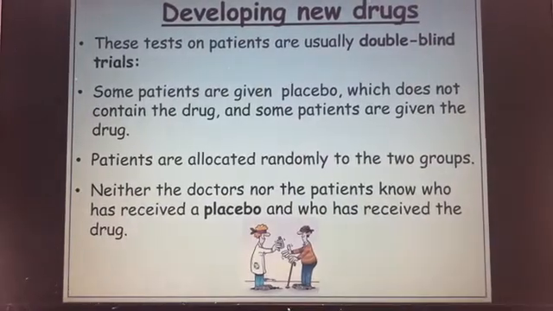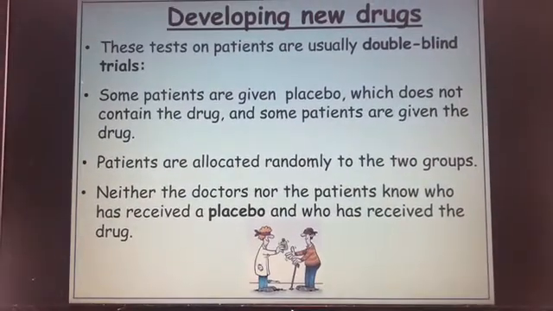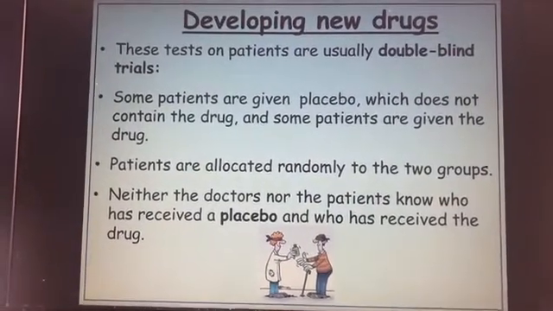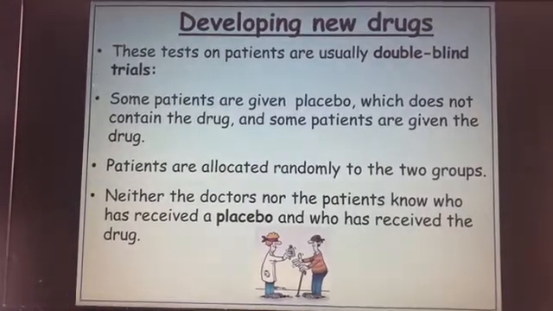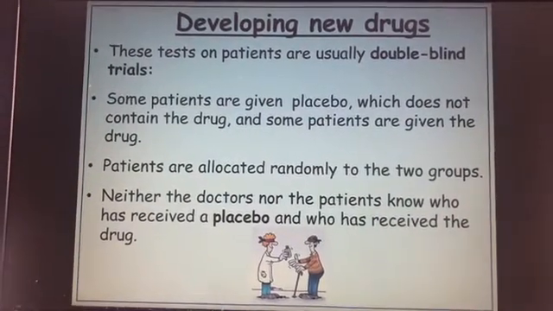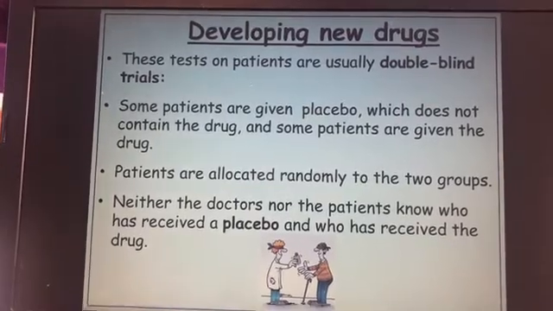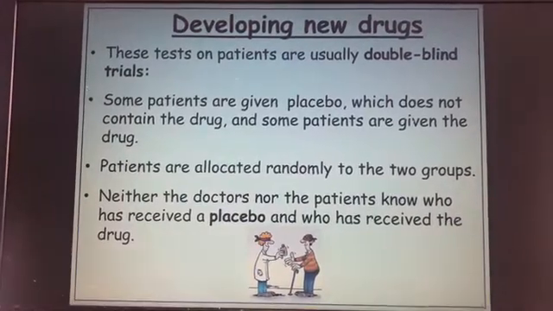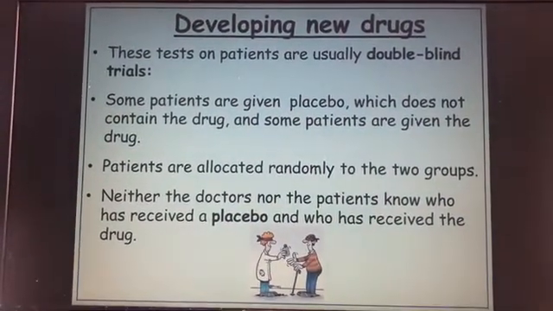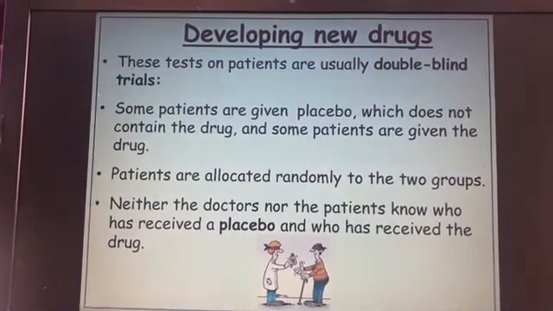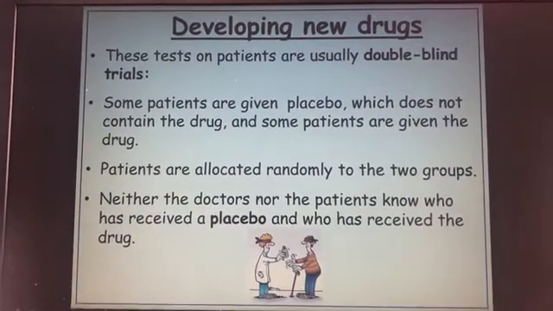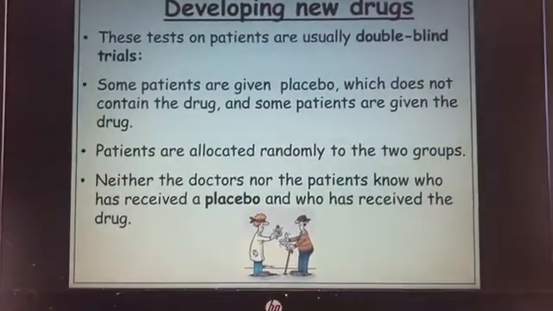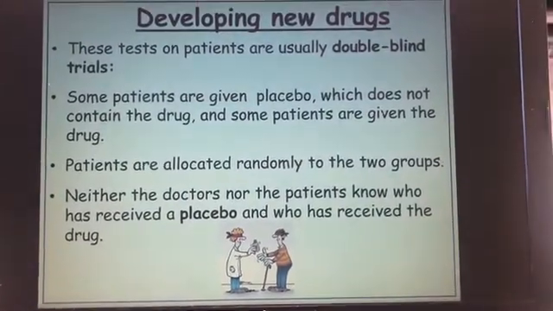And you would usually do a double-blind trial. First of all, I'll just tell you what a placebo means. A placebo is a pill that does not contain the active ingredient or the active chemical. So it's basically like a fake drug, but it does look the same as the real drug. A double-blind trial is where the patient doesn't know and the doctor doesn't know whether the patient has got the placebo or the real drug. So this reduces the psychological effects of you thinking that you're going to get better because you're taking the drug.